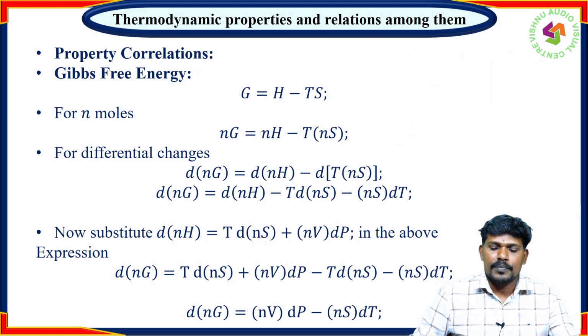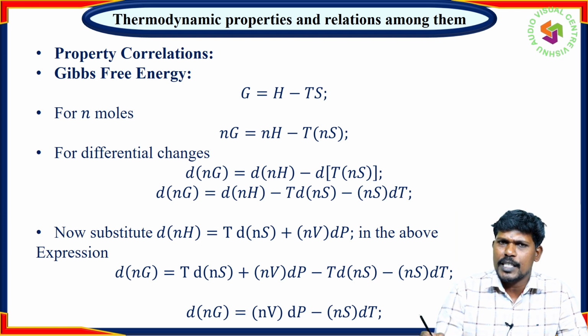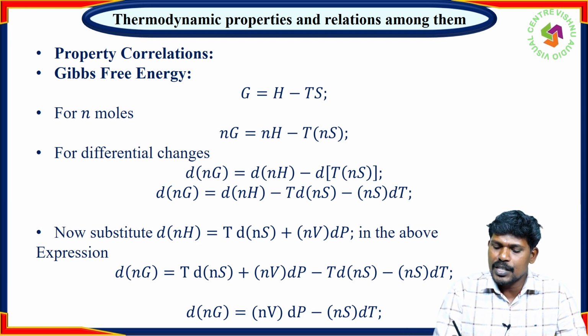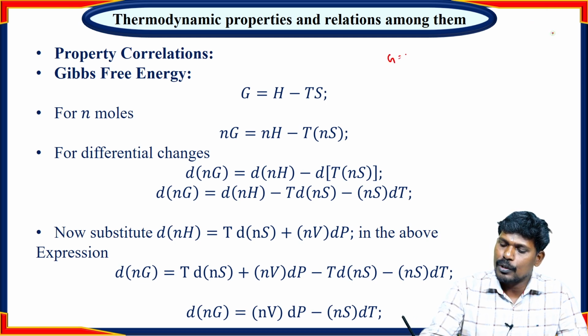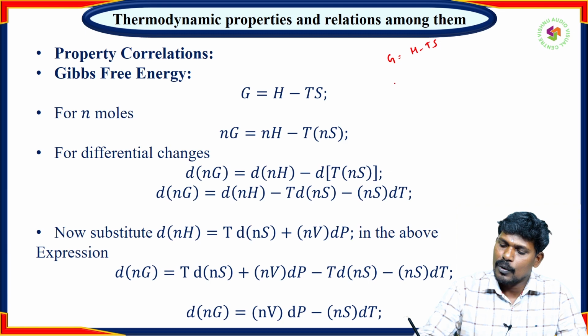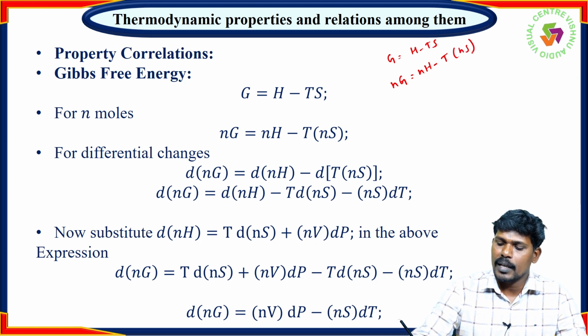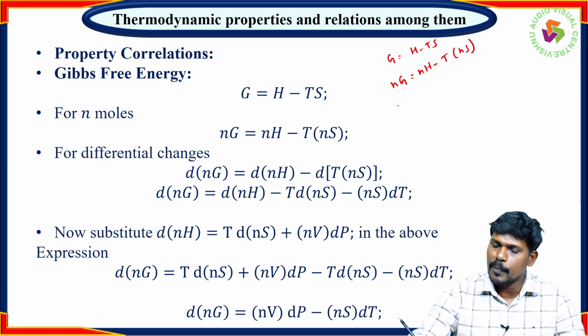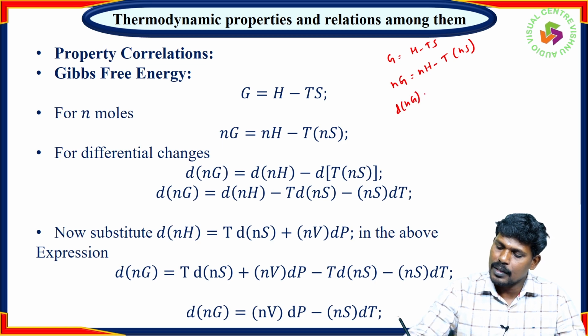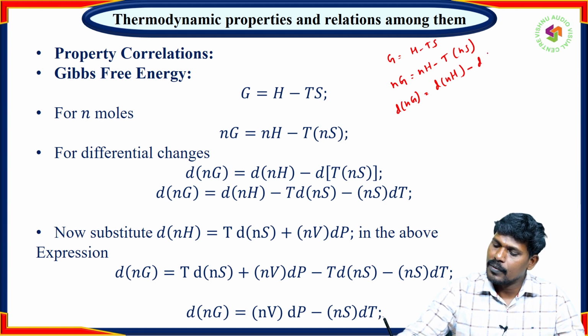Next one is the Gibbs free energy. We know the Gibbs free energy formula, G is equal to H minus TS. Now for n moles, NG is equal to NH minus T into NS. For a differential change, meaning a very small change, apply the differentiation on both sides. d of NG is equal to d of NH minus d of T into NS.